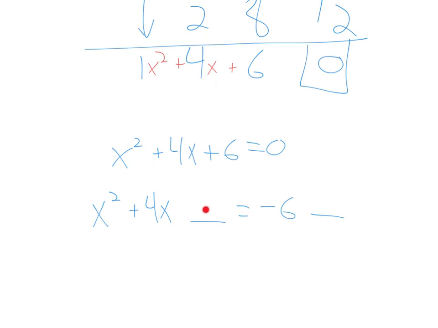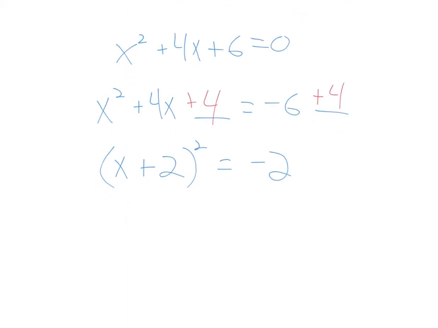I need to fill in this blank to make it a perfect square trinomial. So take half of this b value and square it. Half of 4 is 2. 2 squared is positive 4. So I'm going to add 4 to each side. Then I'll write the left side in factored form, which would be x plus 2, quantity squared, equals -6 plus 4 gives me -2.